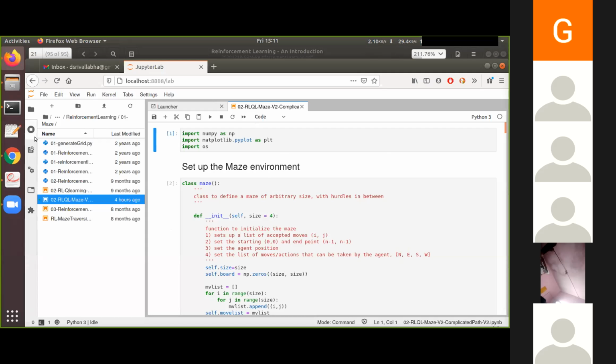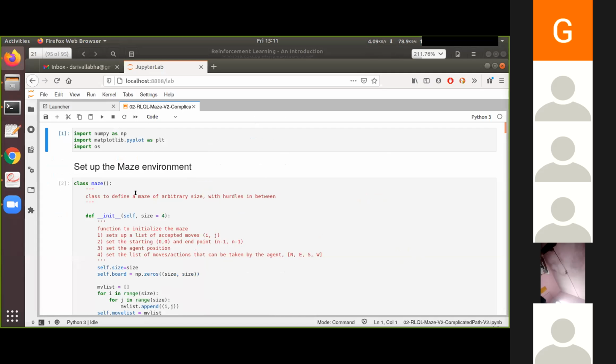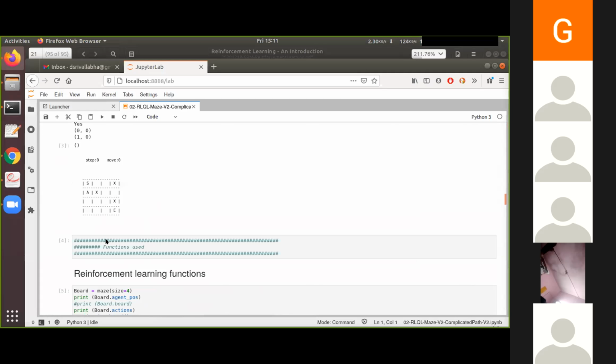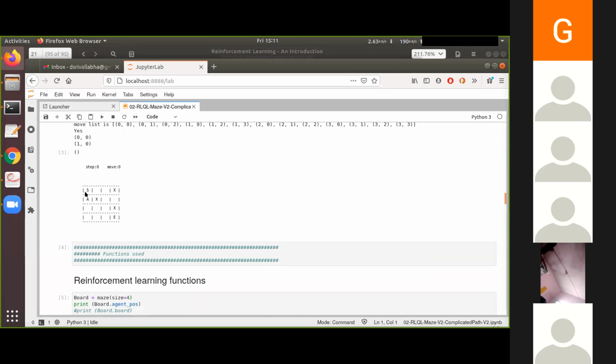This problem is simply training an agent to cross a maze. What is a maze? If you scroll down, I have run it earlier. A maze is something like this. I hope you can see. S is where you start and E is where you end. A is the agent. Agent is the player. We want to write a program that will cross the maze. And what are these X's? X's are blocks in the maze.